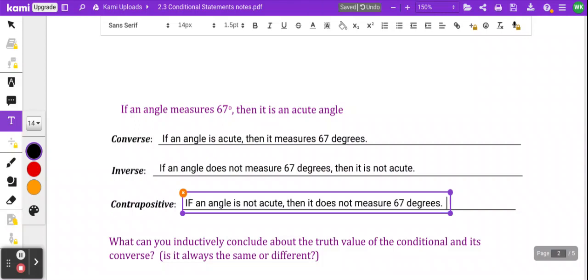So again, the objective of this video was to introduce if and then conditional statements, and based on this video, you should be able to write the conditional statement, converse, inverse, and contrapositive. And then in class, we will discuss true or false statements, and we'll continue.